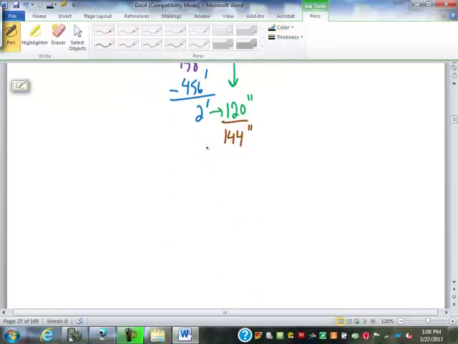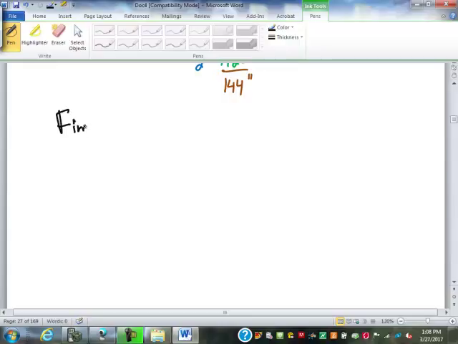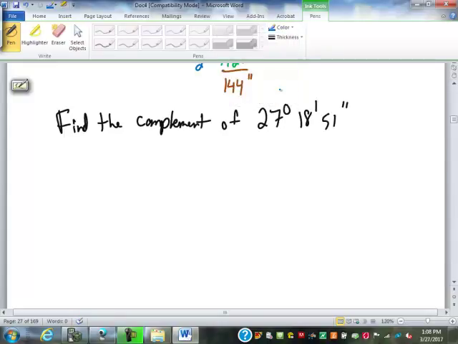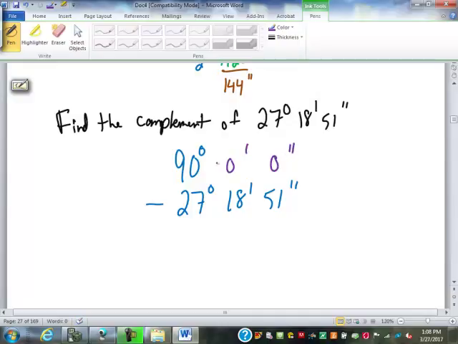Okay, how about this? Find the complement of 27 degrees, 18 minutes, 51 seconds. Complement means they add up to 90. So we have to subtract from 90 degrees. We have to fill in zeros there. A lot of places would fill in double zeros just to fill up the digits.